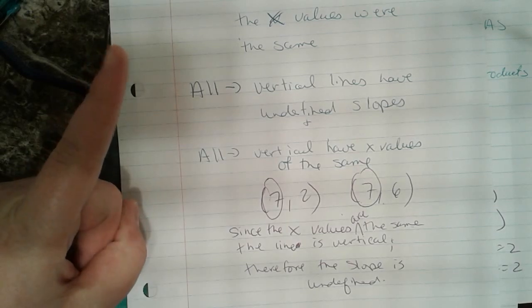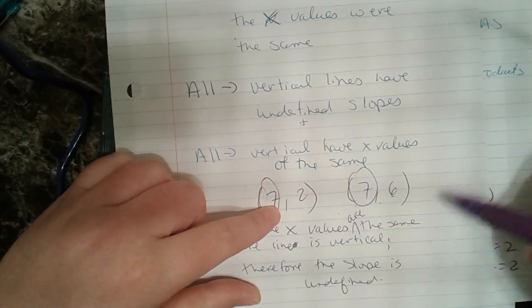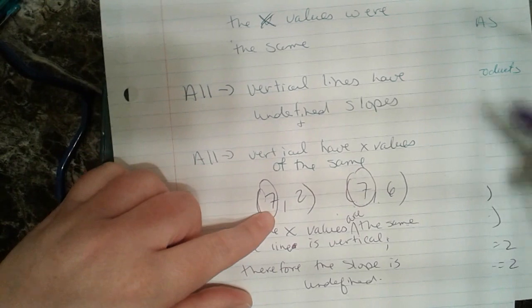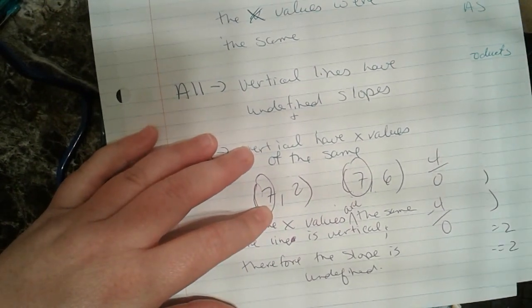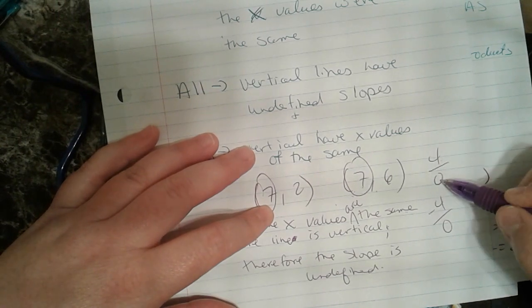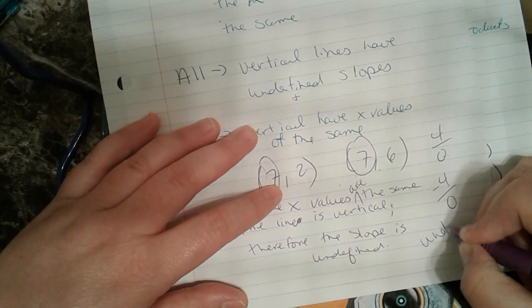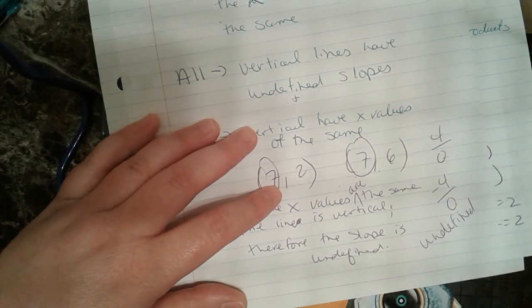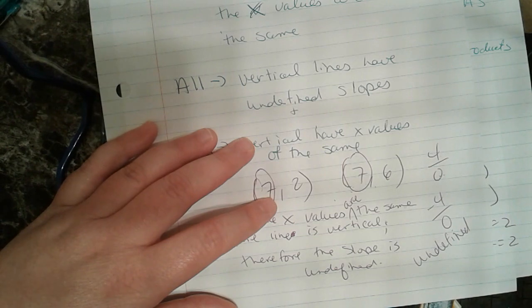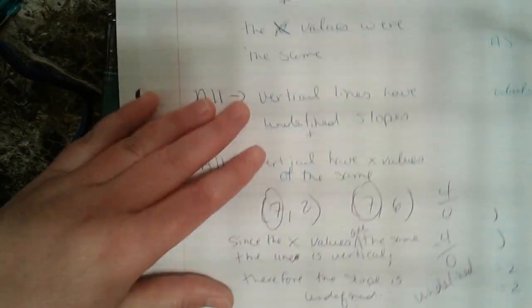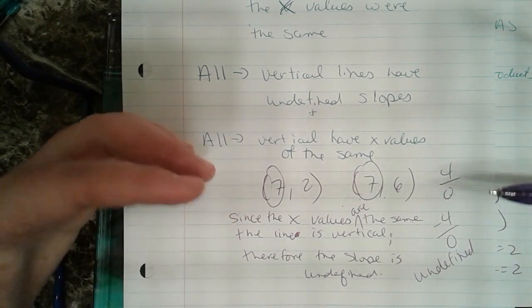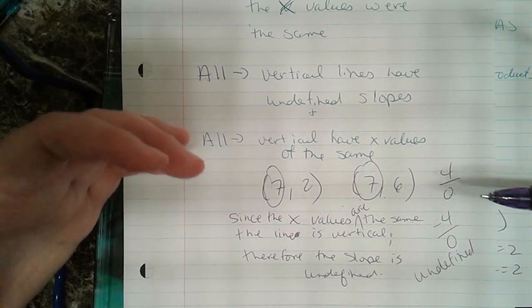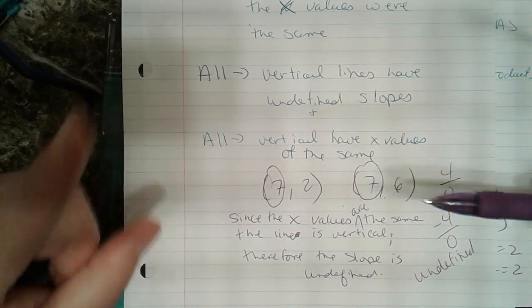Now, if you didn't realize that the x values were the same and you worked it out, then you would have come up with either 4 over 0 or -4 over 0. And again, since I can't have a denominator of 0, I would have had undefined in both cases. Okay? So honestly, when it comes to your homework, if you see this being the case, don't do the math. I'm actually giving you permission. Don't do the math. Use your knowledge.